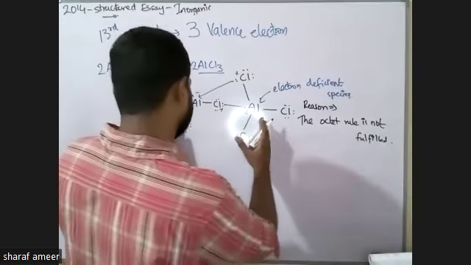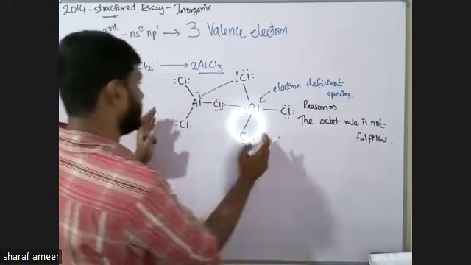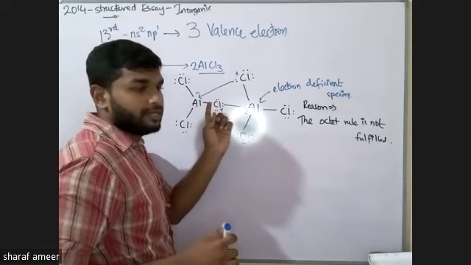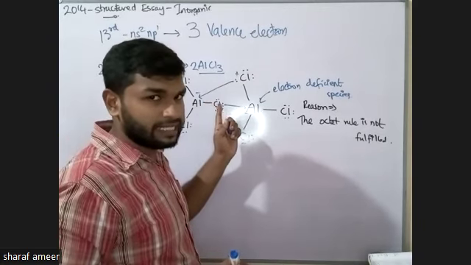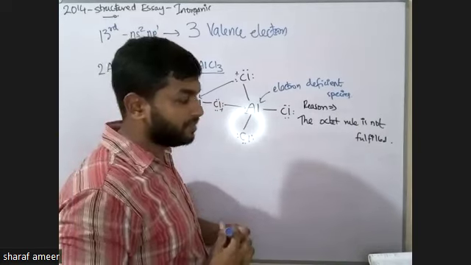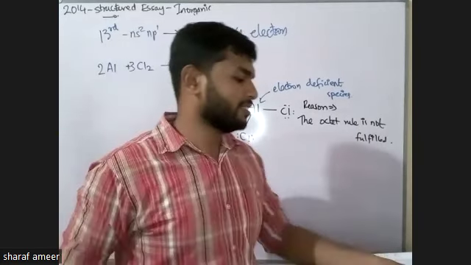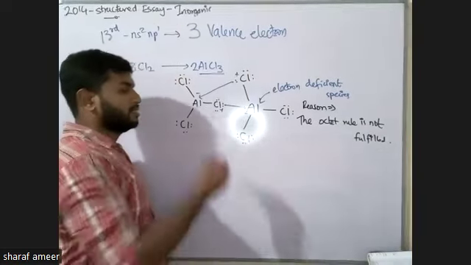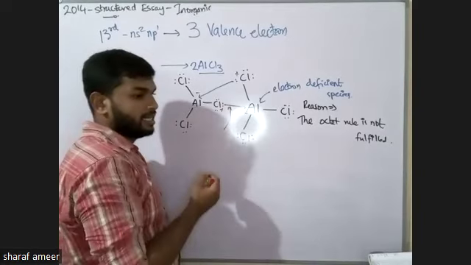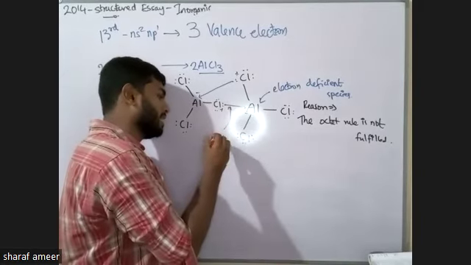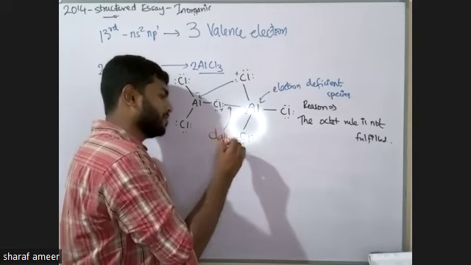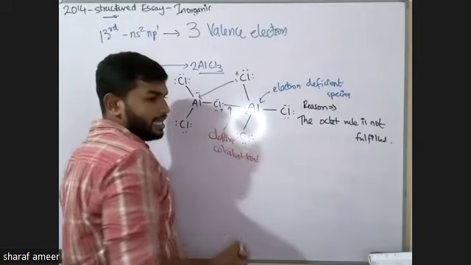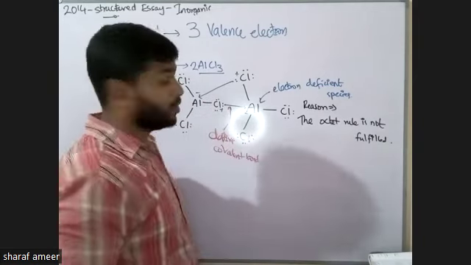So now this complete structure, if you write the formula, this is going to be forming bonds. What kind of bond is this? Can you tell me, what kind of bond is this? Simple general chemistry question. This is called a dative covalent bond.